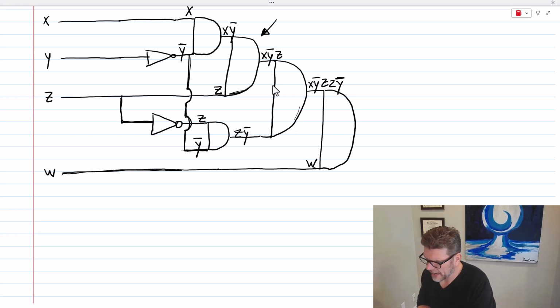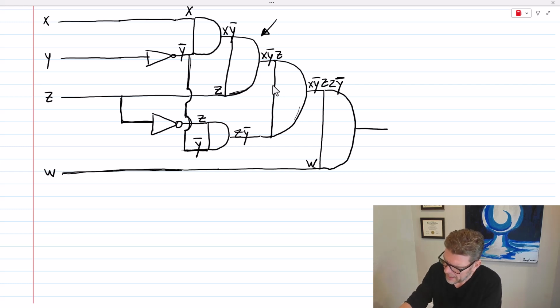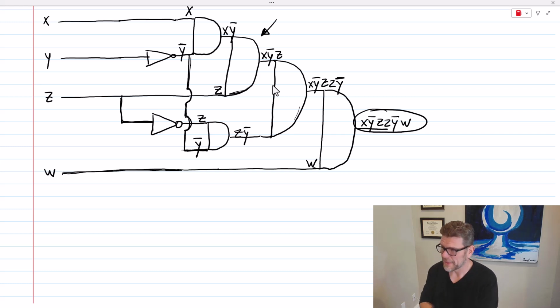Now, you may notice that there's some simplification we could do there, and we'll do some simplification later utilizing our laws of Boolean algebra. That's actually going to simplify the gate quite a lot and make things a lot easier for us. But for right now, we just want to see, okay, this is what I'm going to end up with. And now I'm just going to multiply at the end. I'm going to get x, y bar z, z, y bar w. And that is my Boolean function without any kind of simplification involved.